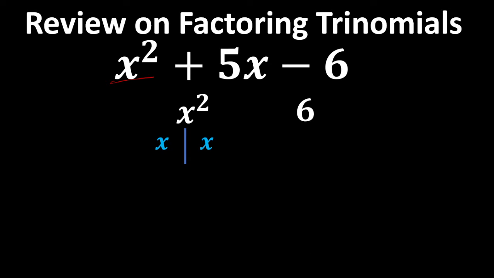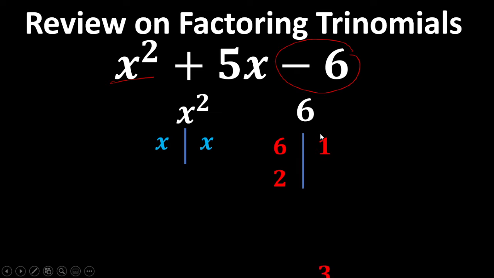Next, factor ng constant. Ang constant mo ay negative 6. So, para hindi ka maguluhan, 6 muna. Factors of 6 are 6 and 1, 6 times 1 is 6, 2 and 3. Next, ang last term mo ay negative. So, ibig sabihin, para makuha mo itong nasa gitna, kailangan mong isubtract yung factors ng 6, kasi negative yung 6 eh.